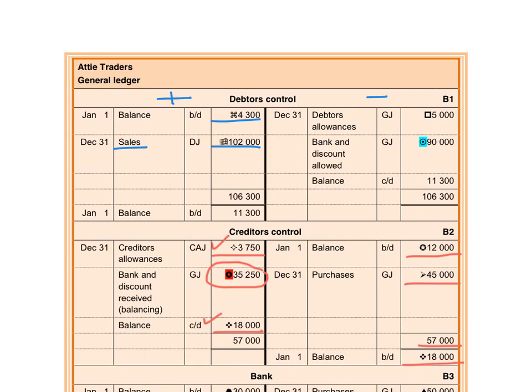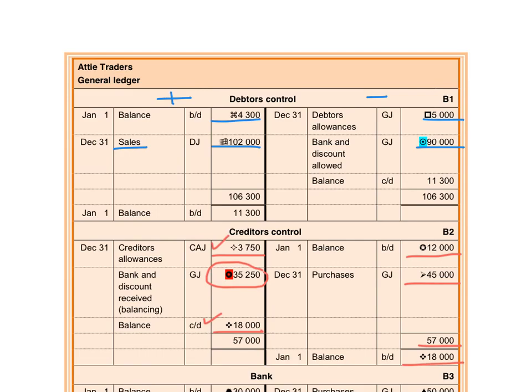When we want to reduce the outstanding amount of debtors, we have to reduce it on the credit side. If there are debtors allowances, it will be recorded on the credit side. And if you receive money from the debtors and you allow discount, you will record it on the credit side.